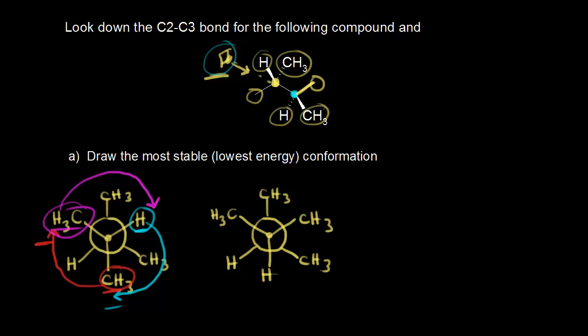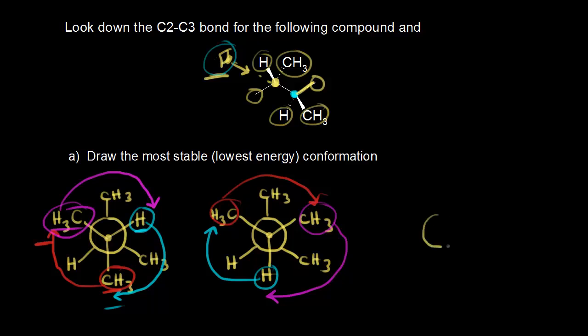We're going to take the methyl group in magenta, rotate it over to here, and then that would cause the hydrogen right here to rotate over to this position, and the methyl group in red to rotate over to this position. So we keep the back carbon stationary, so we draw that in as a circle.